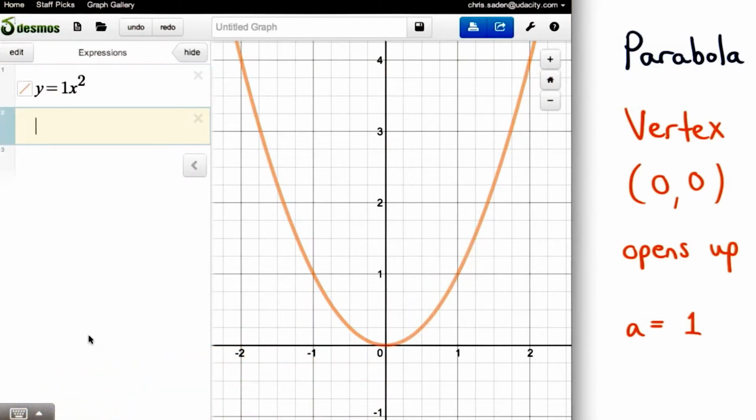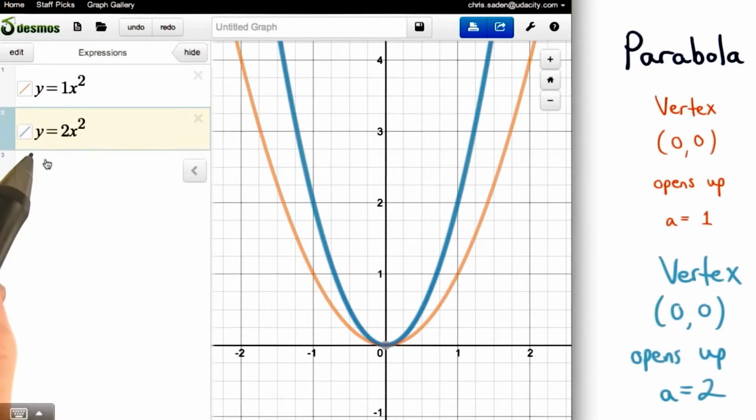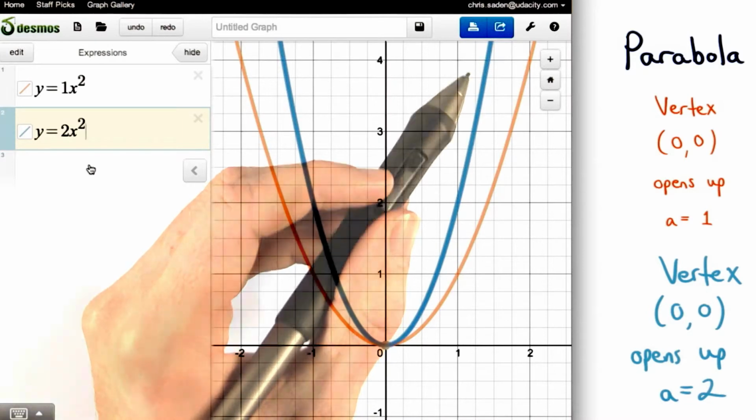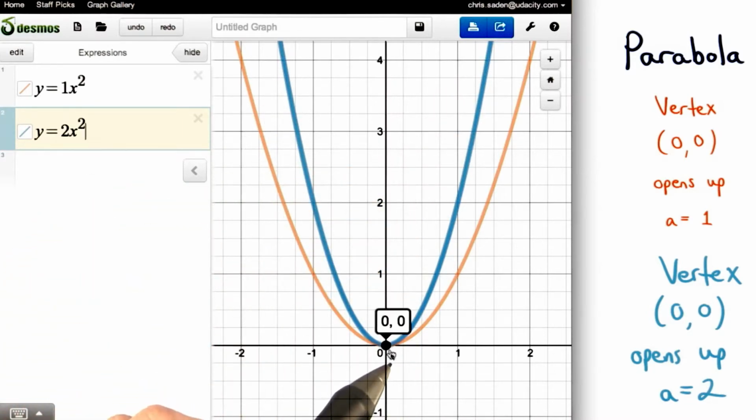Let's make another graph and see some comparisons. For the graph y equals 2x squared, we also get a parabola. This parabola's vertex is at the origin, it's still (0, 0). But what's different is the a value. Now the a value is 2.